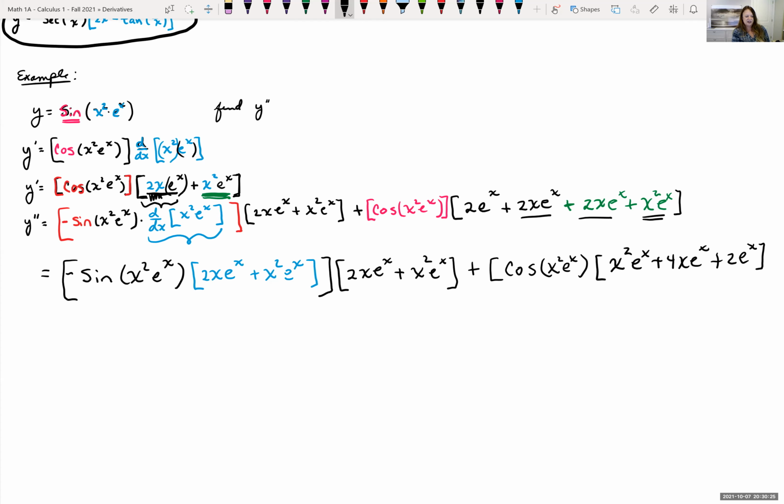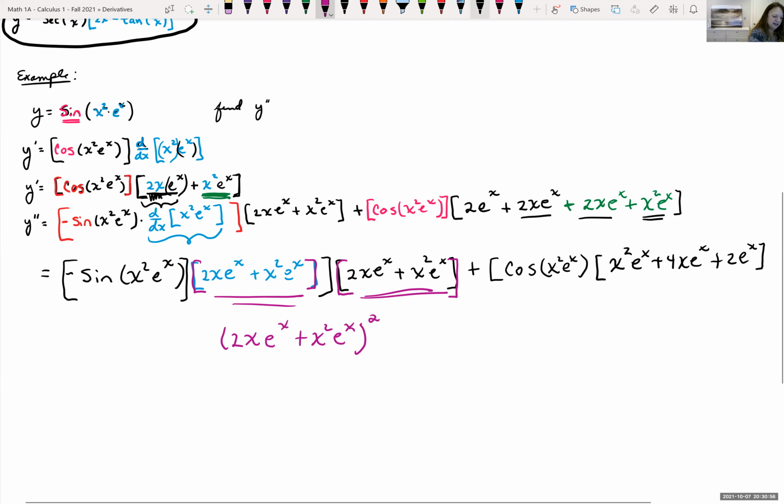I'm almost there. You could leave it like this, but just notice in here that this 2x e to the x plus x squared e to the x, I have another factor of that here, 2x e to the x times x squared e to the x. So really there's two of those. I could write that as 2x e to the x plus x squared e to the x quantity squared. And then I just would have that minus sine, sorry, x squared e to the x.